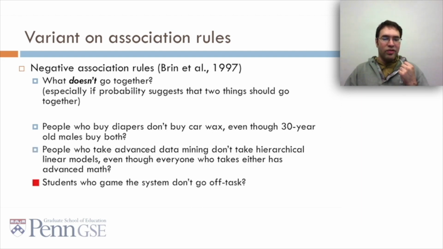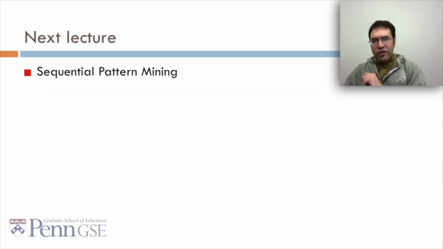Maybe students who game the system don't go off task. Actually, it turns out that despite these both being disengaged behaviors, which are associated with a lot of the same student attitudes, students who do one don't typically tend to do the other. This is true both among individual students in a class, but also true between countries. There are whole countries, like the Philippines, where students game the system a lot and rarely go off task, and whole countries where students go off task a lot, but don't game the system nearly as much. So that's association rule mining.